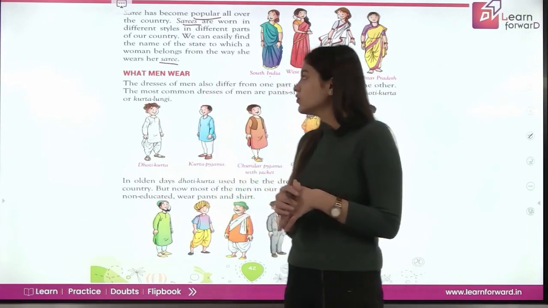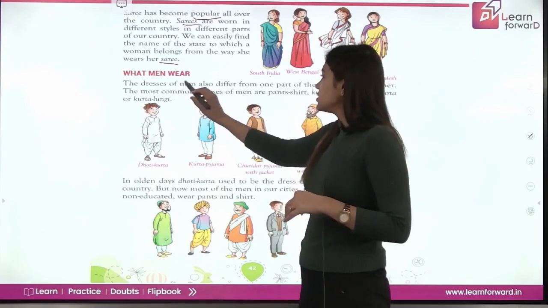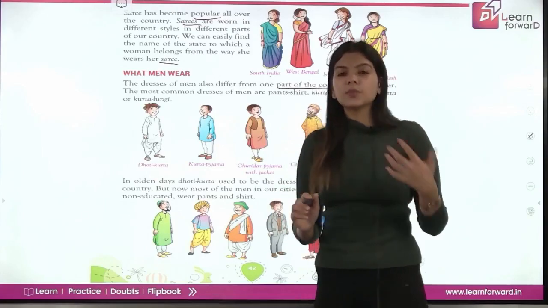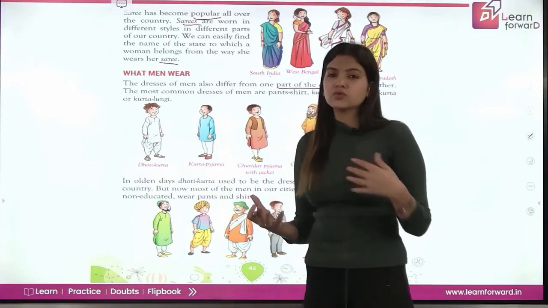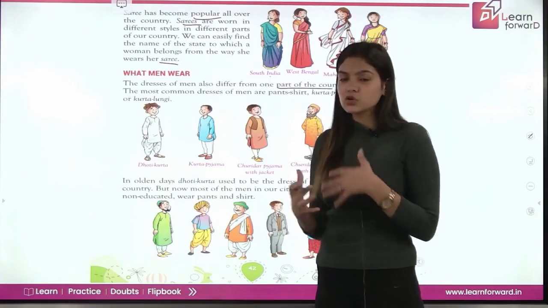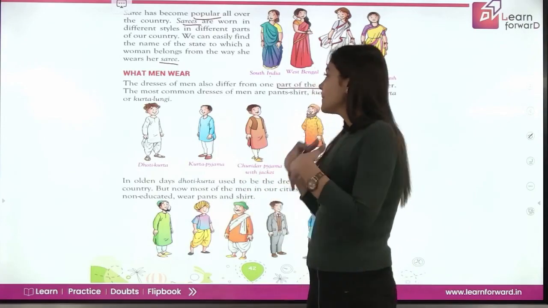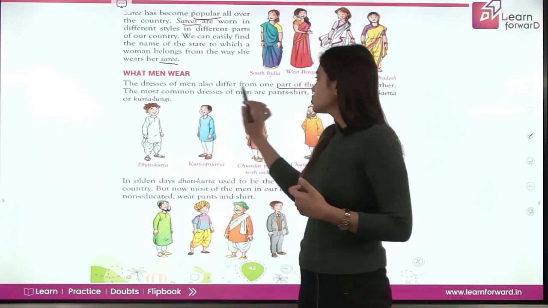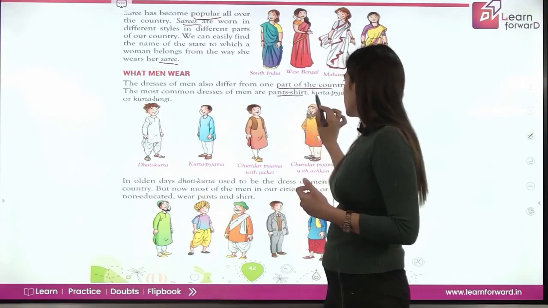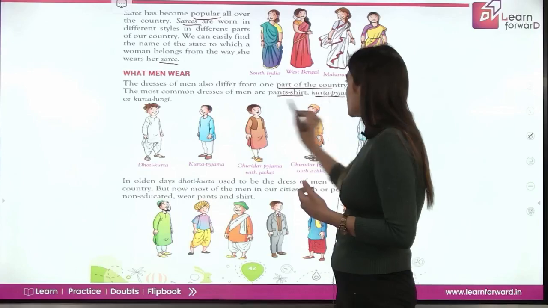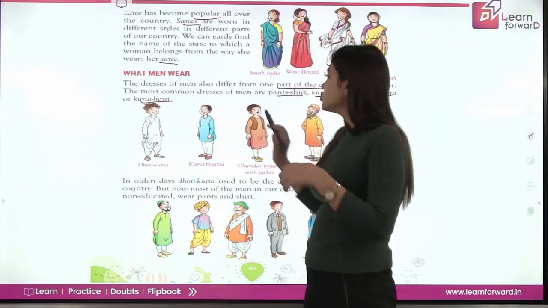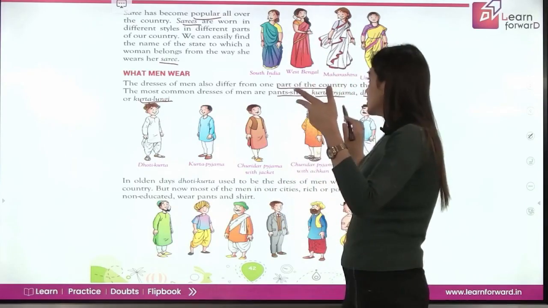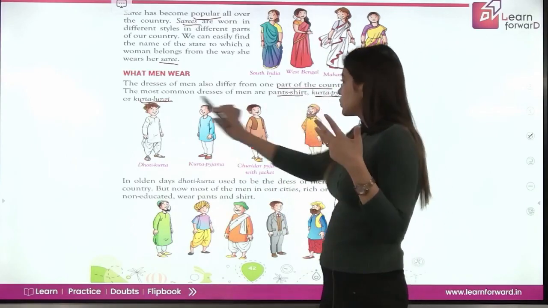Now next, what men wear. The dresses of men also differ from one part of the country to the other. Just like women's dresses differ from one place to another, men's dresses also differ from one place to another. The most common dresses of men are pant shirt, kurta pajama, dhoti kurta and kurta lungi. So what are the common dresses? Pant shirt, kurta pajama, dhoti kurta and kurta lungi.